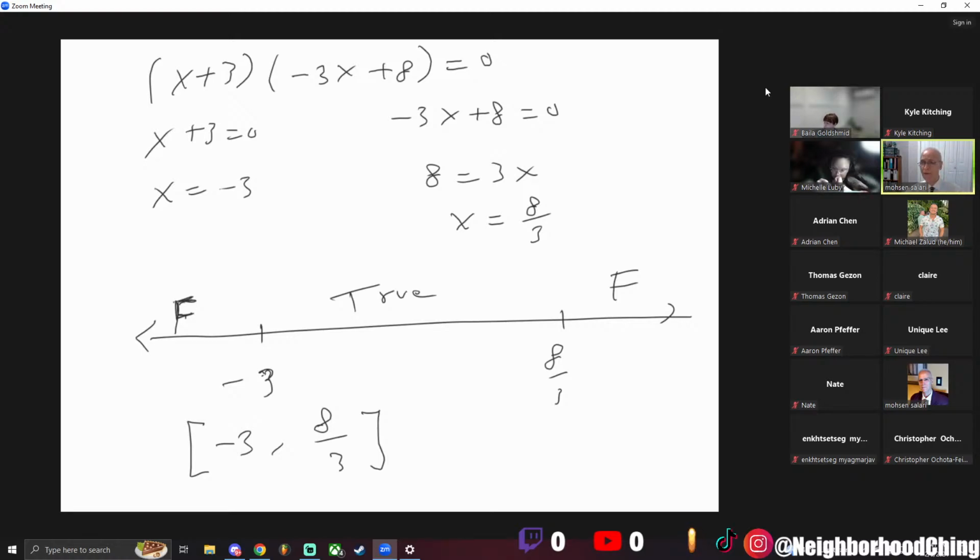How did I know that without testing any number? Because our original question was minus 3x squared minus x plus 24 greater than or equal to 0. When you have this equal, then these boundaries are included. But you're more than welcome to test negative 3 and 8 as you want.